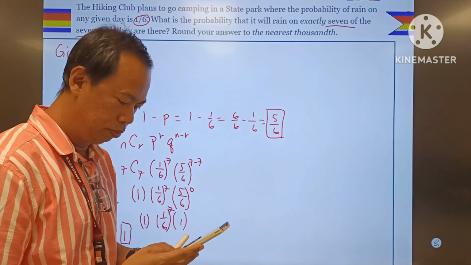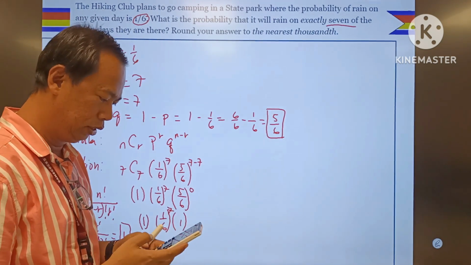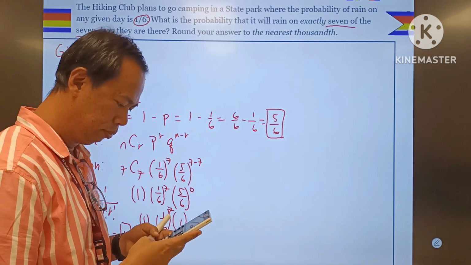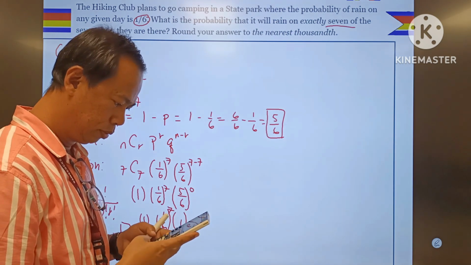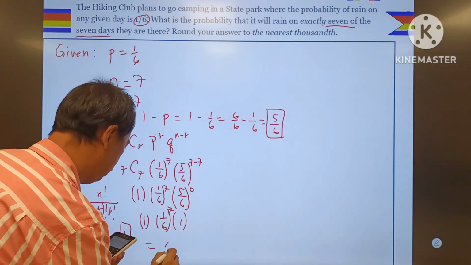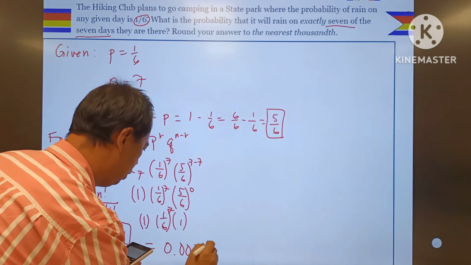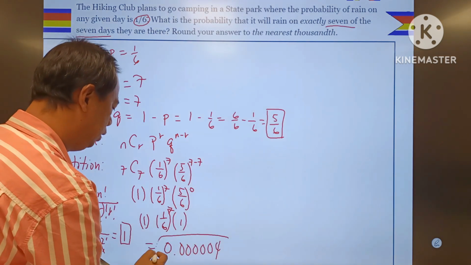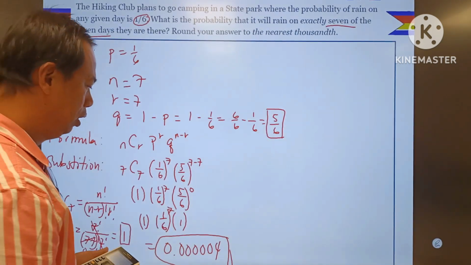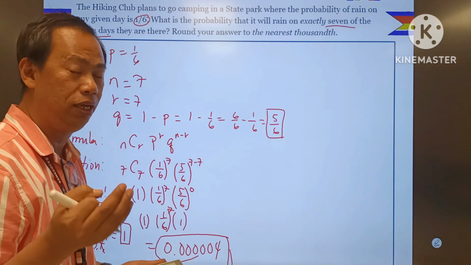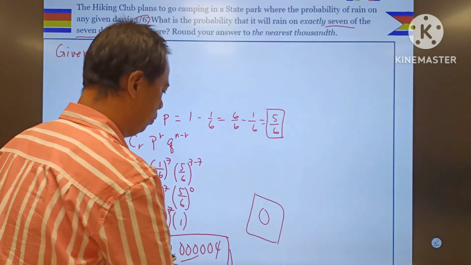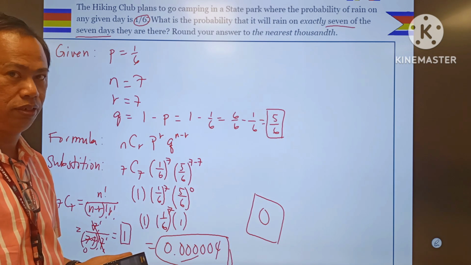So what we're going to do now is calculate 1/6 to the 7, and the value for that is 0.000004. This is the answer, but we are asked to put that to the nearest thousandth. So it's what I have said, 3 digits after the decimal point, then the final answer is 0. So that is the answer for this problem set.